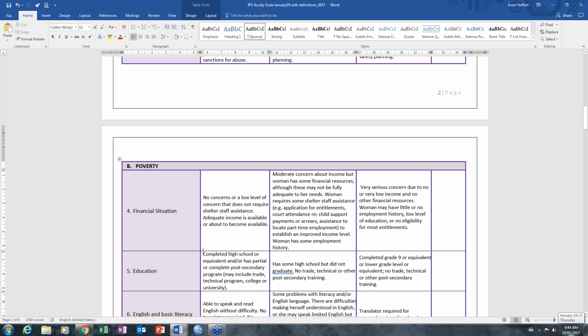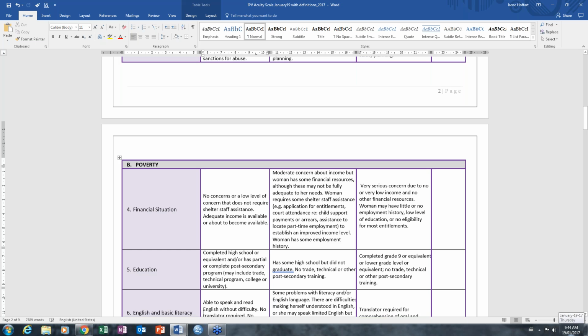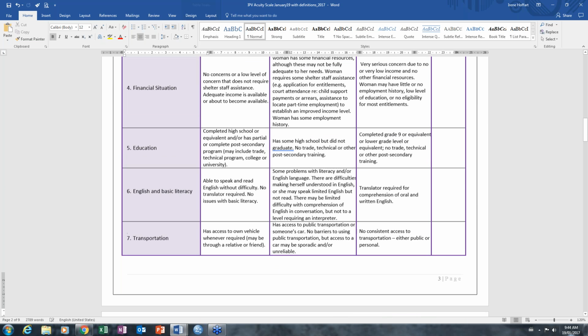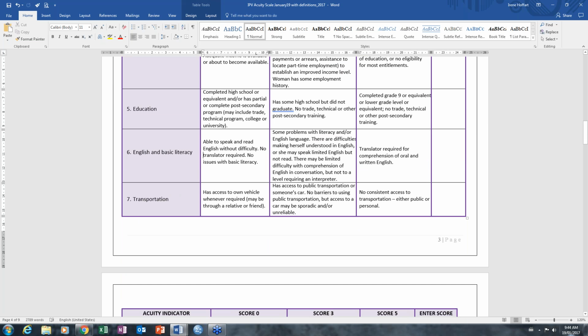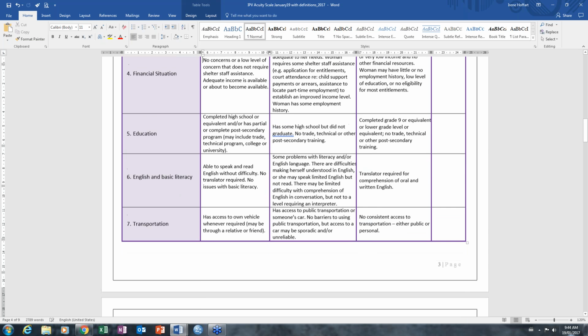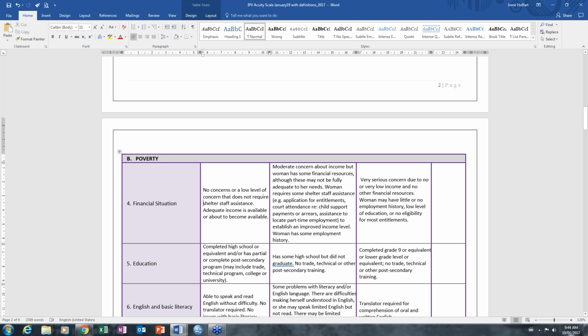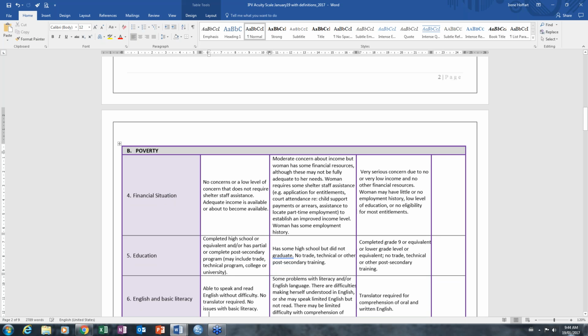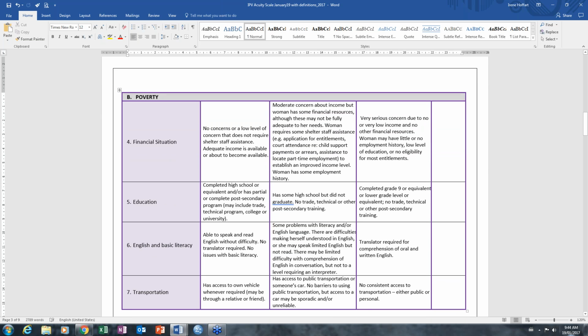This is how you do it. Okay, so poverty and economic issues. Sorry about this, I'm just trying to center this so you can see it best. Okay, one more time. Of course we know how important financial situation is to someone negotiating where they're at with respect to leaving an abusive situation.